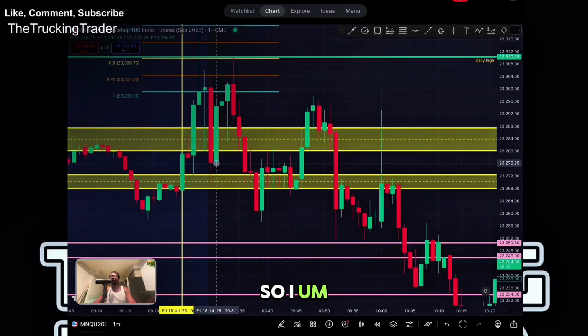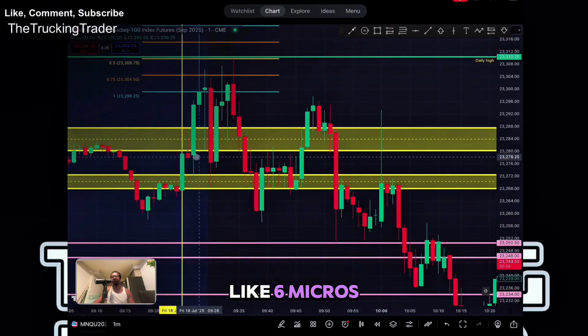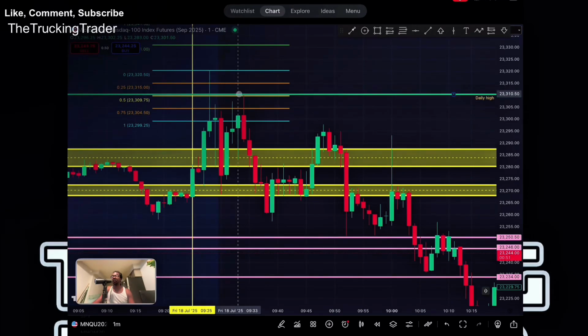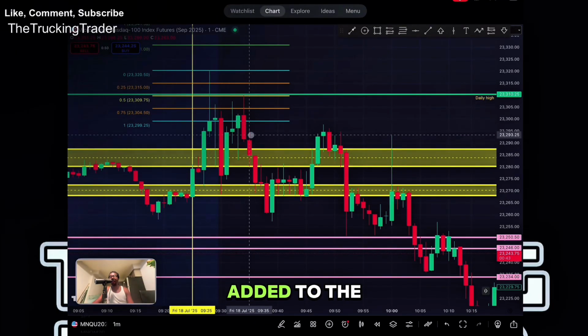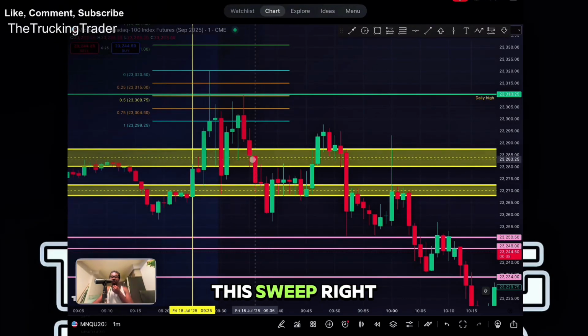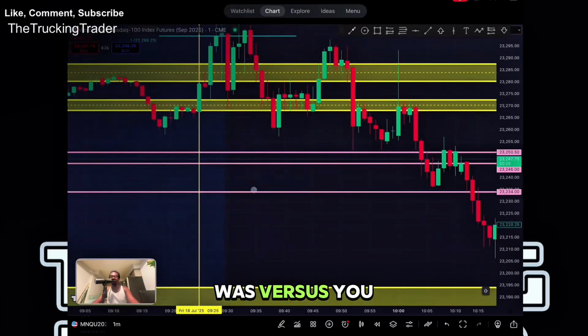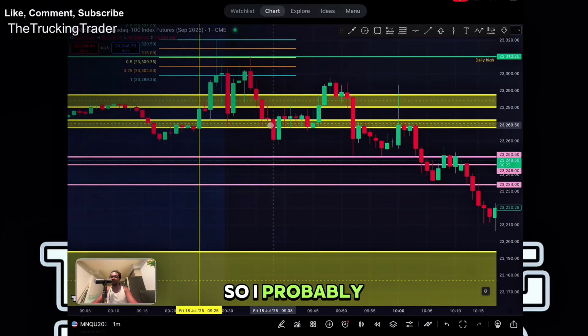So I got into my first trade with like 6 micros. And then as we came up here to hit the midpoint of this wick, I waited because I didn't know if the market was going to want to just continue to blow through this or not. I already had 6 micros. I was in some drawdown. But then when we started to come back, that's when I added to the trade. And I pretty much got out right here on this sweep, in this box right here. So just imagine how much of a scalp that was versus how far it went down. I probably missed out on a good almost 100 points.